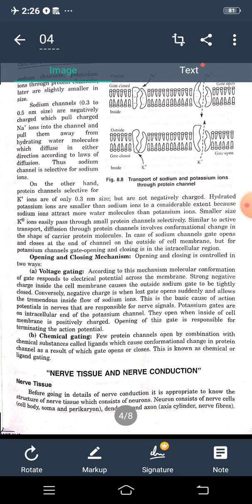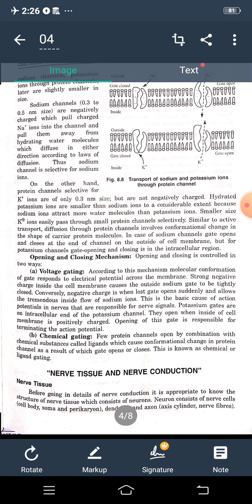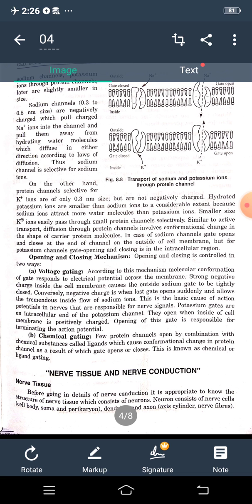Potassium gates are on the intracellular ends of potassium channels. They open when the inside of the cell membrane is positively charged. Opening of this gate is responsible for terminating the action potential. Secondly, chemical gating. A few protein channels are opened by combination with chemical substances called ligands, which cause conformational changes in protein channels as a result of which the gate opens or closes. This is known as chemical or ligand gating.